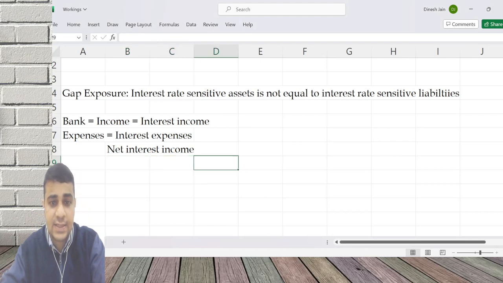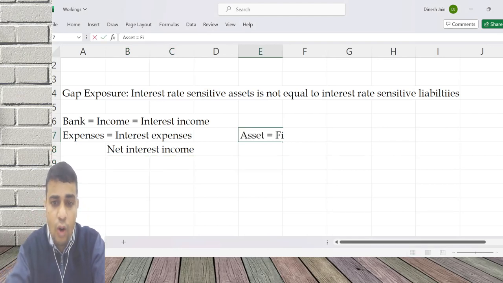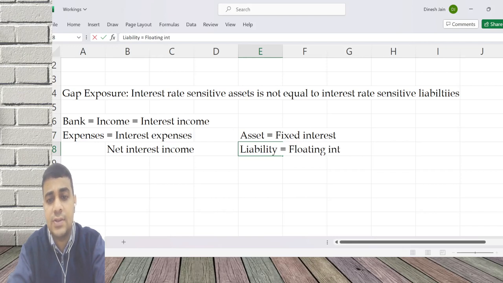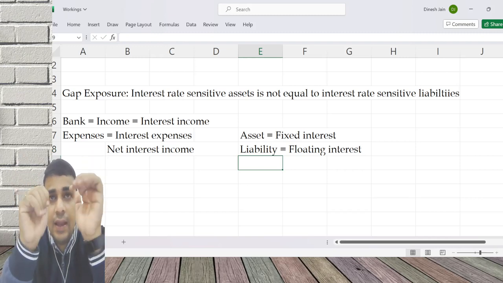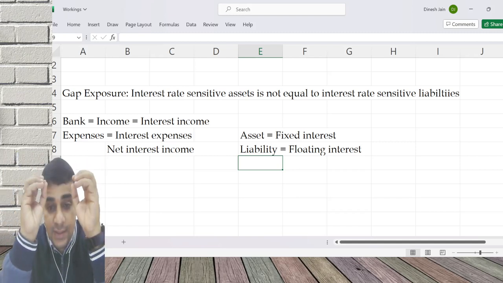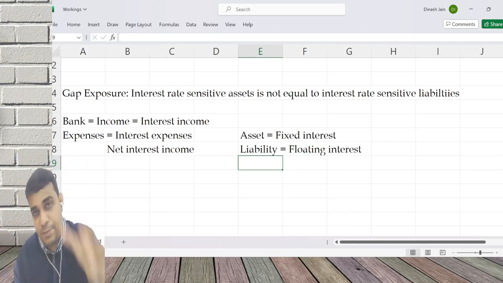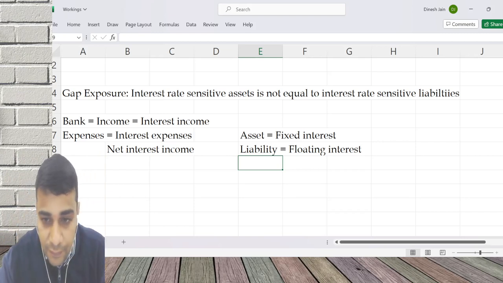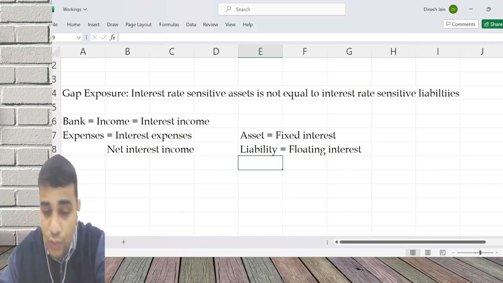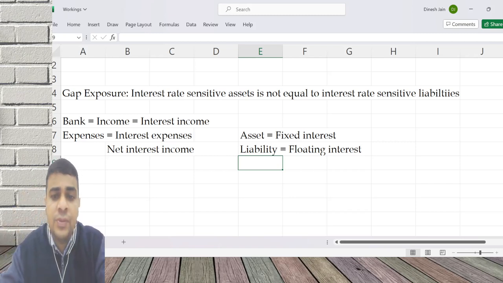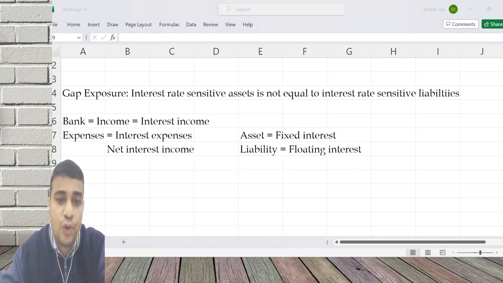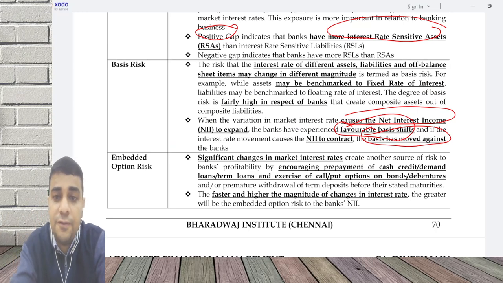Now, what is this risk all about? What can happen is my assets are all fixed interest, and liabilities are all floating interest. So, in this case, if interest rates go up, my asset will have the same income, but my liability will have more expense now, because you have taken floating interest rate loans. So, in this case, interest rates going up will lead to a negative impact for me. And in case both were fixed or both were floating, then I don't have a problem. The risk is that the interest rates of different assets and liabilities may change in different magnitude.